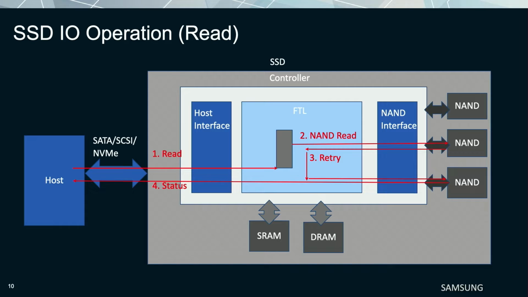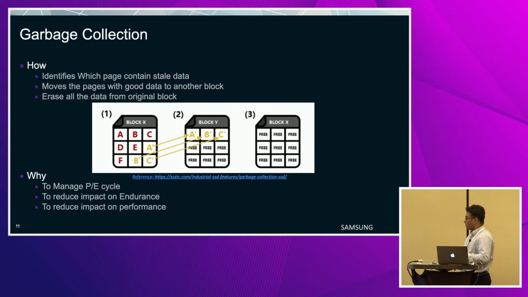If it fails, it will do a couple of retries. And here the NAND read operation actually goes for toss, okay? And if it gets the data, it will go for the status. So till now we have seen the NAND basics and SSD geometry architectures, okay? And it is going to impact our QoS, okay? So we'll see how. So now come to the firmware policies.